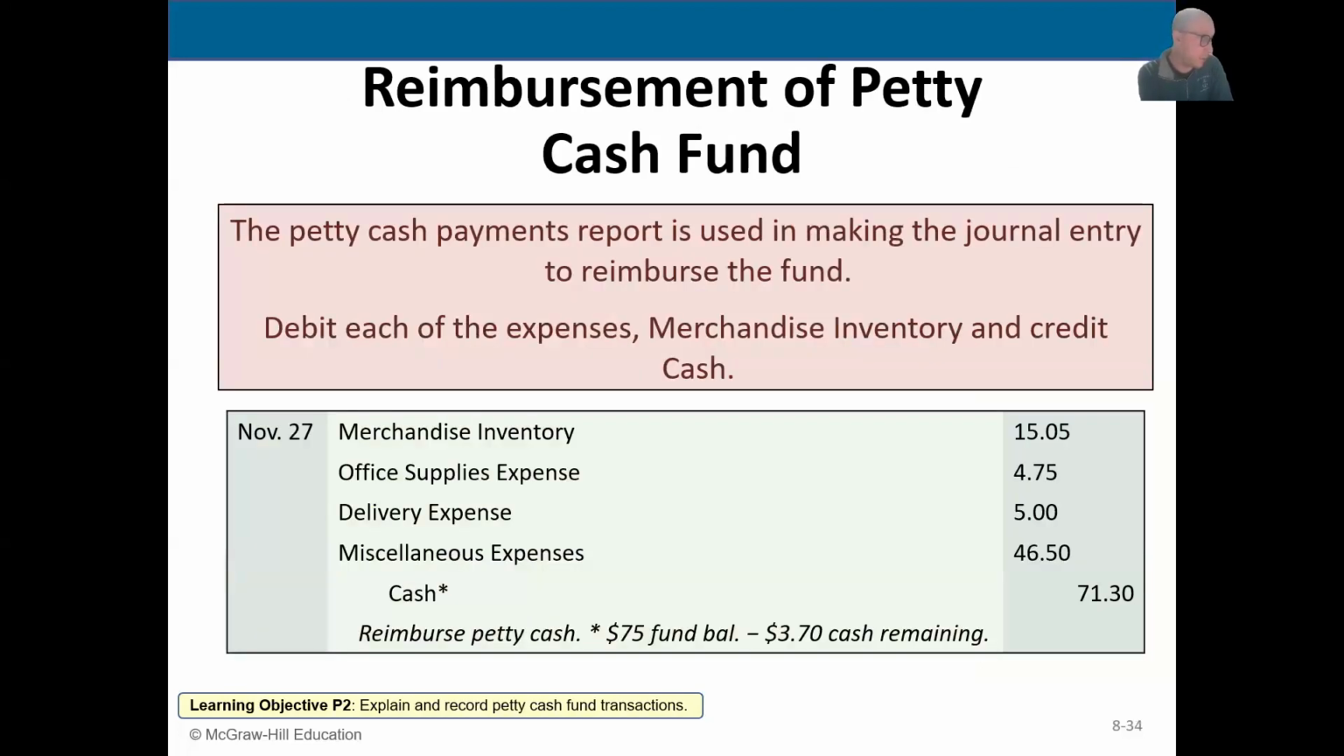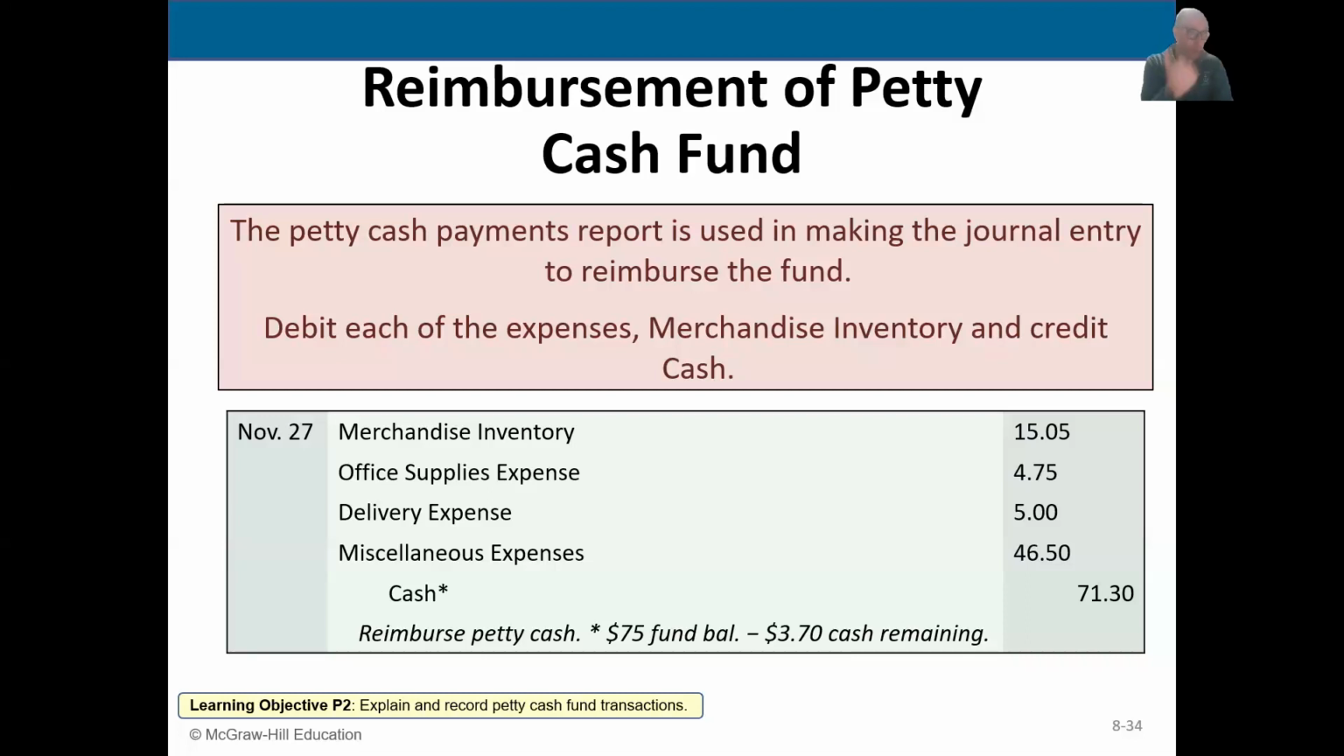So at the end of November, we debit merchandise inventory, $1,505. Debit office supplies, $475. Debit delivery expense, $5. Debit cleaning expense, $46.50. We credit cash, $71.30.